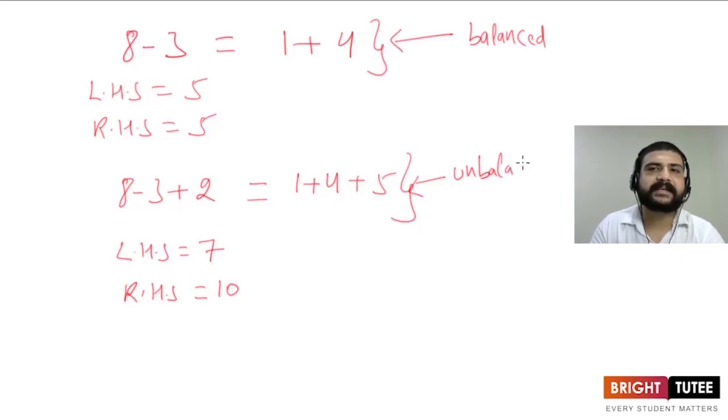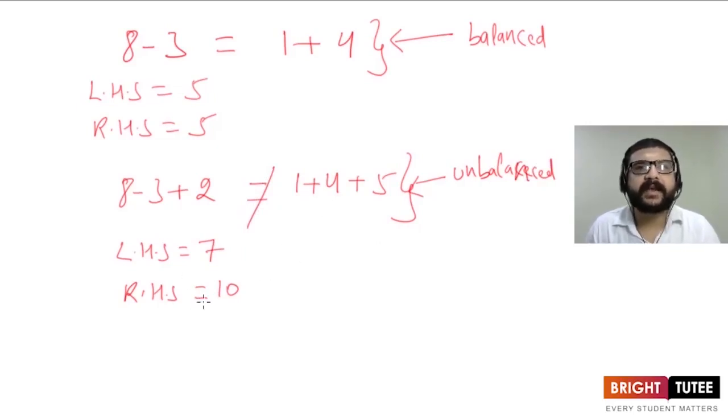In fact, we can say this is not even an equation. This is not an equation. So what we have seen here, if we are adding two different quantities on both the sides of a balanced equation, it becomes unbalanced. In fact, it does not even remain an equation.